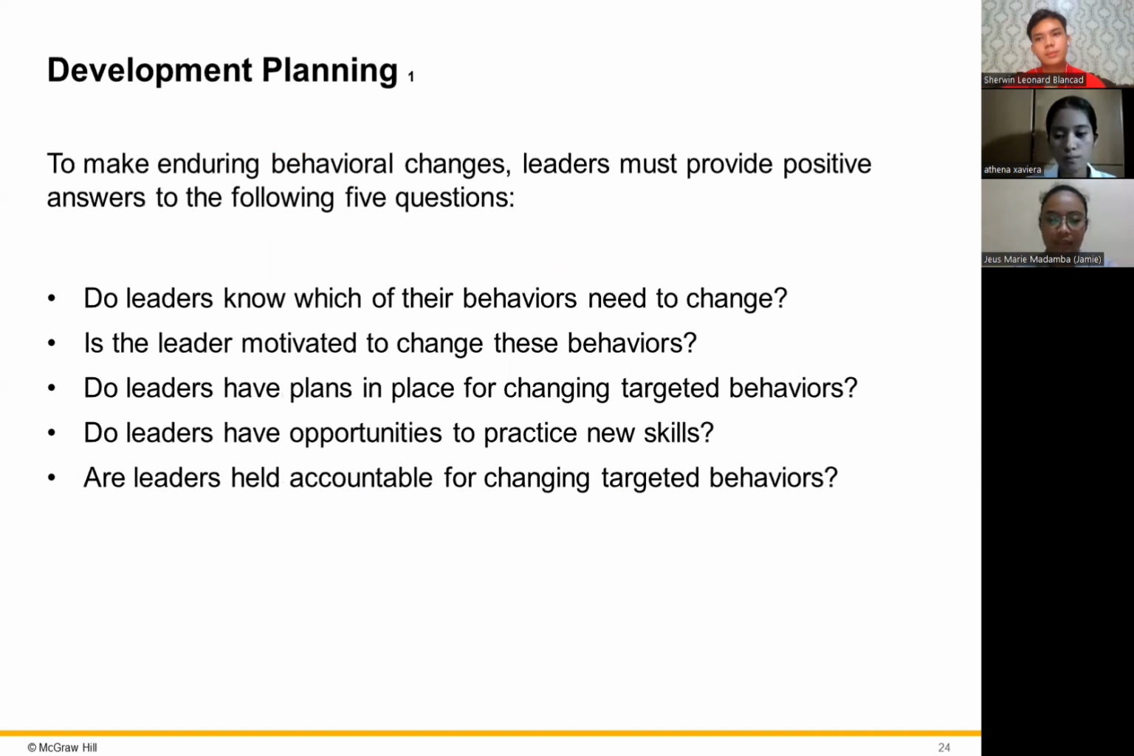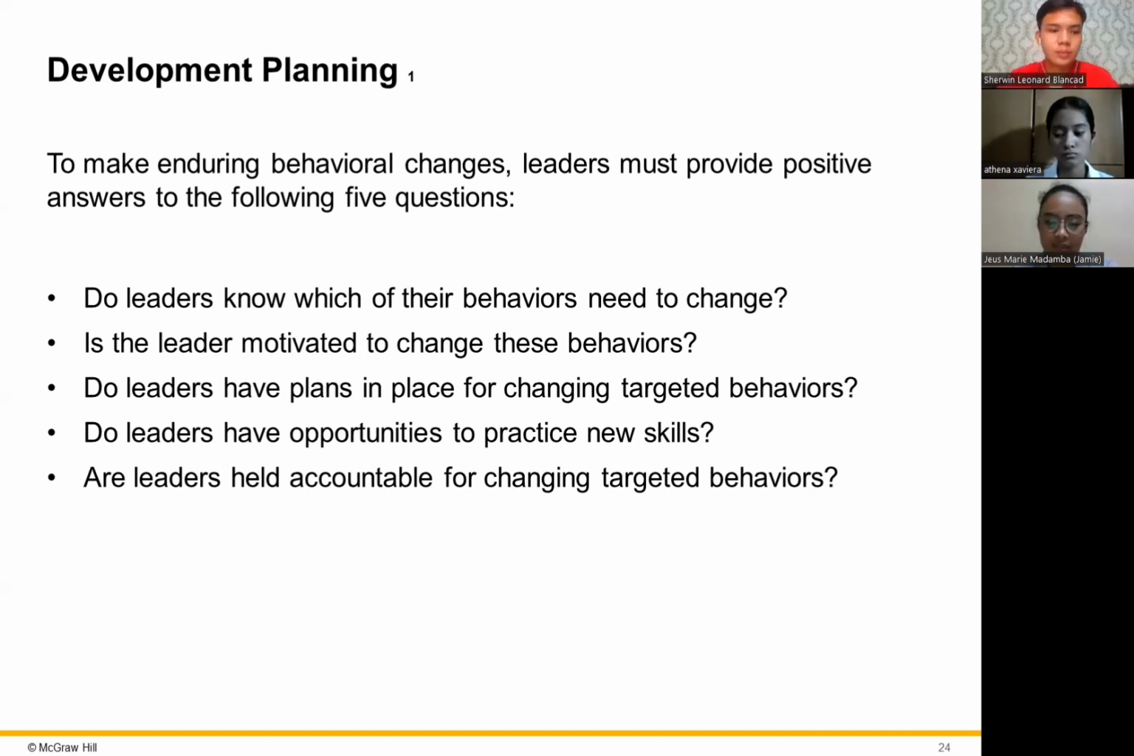Now, we're going to tackle development planning. Of course, to make actual changes, there must be positive answers to this set of questions. The first question on the list is, do leaders know which of their behaviors need to change? This is the most important one, as the answer to this affects the next set of actions and answers.